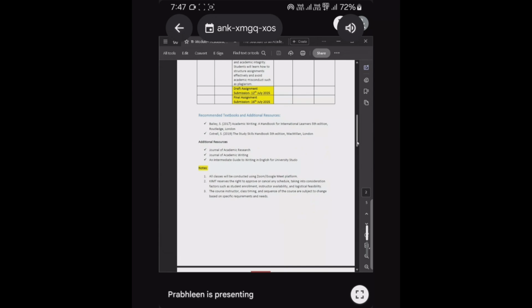You will be submitting assignments through the portal only. You will get a Moodle ID and password. You just have to log in and submit your assignment there.